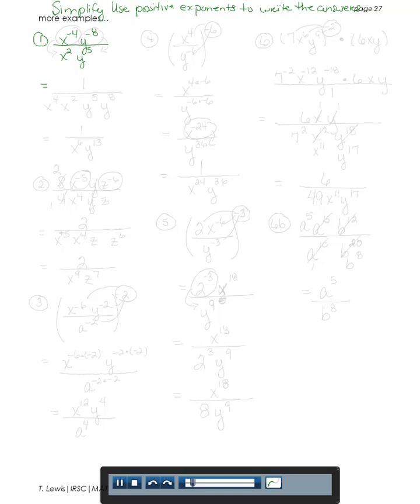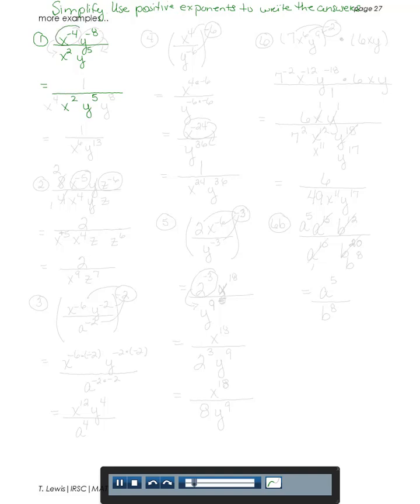Okay, so for question 1, x to the negative 4, y to the negative 8, all over x squared, y to the 5th. Well, we're going to use the negative exponent property, but we're only allowed to take the reciprocal of expressions that have negative exponents. So my question to you is, will we take the reciprocal of x squared, y to the 5th? No. That stays in the denominator. But what will we take the reciprocal to?